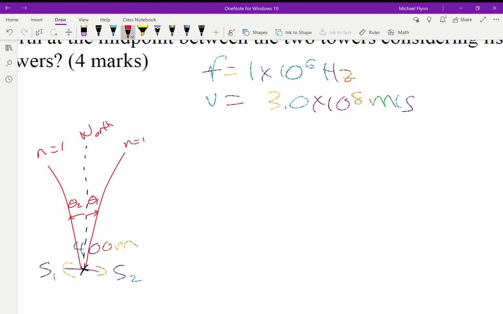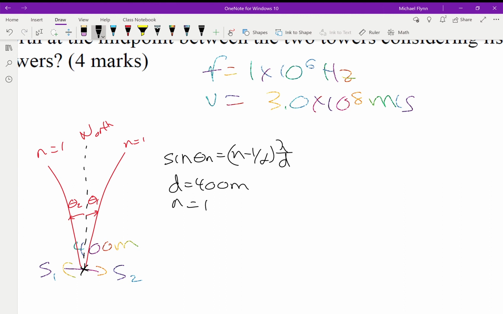We're going to use the equation that sine of theta n equals n minus 1/2 times lambda over d. Now, we've got d. We know d is 400 meters, the separation of the two sources. For n, we're going to make it up. I'm going to say n is 1.